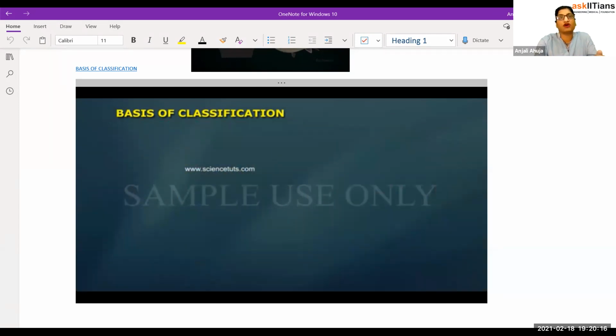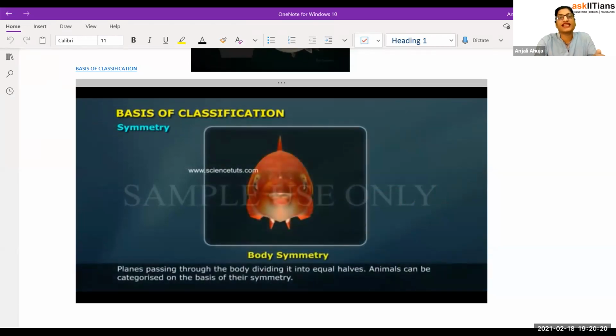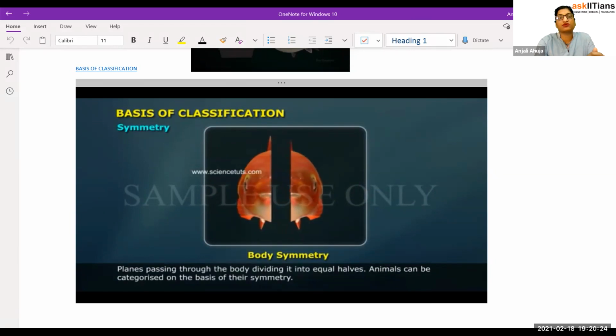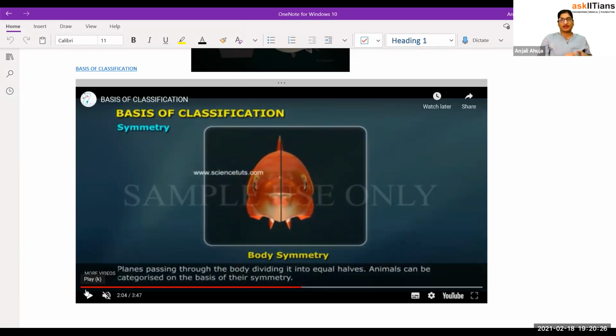Now, what are the examples of chordates? I'll teach you that. Stay connected. So the next one is symmetry. What is symmetry? Planes passing through the body surface. Like I'm not standing, but I'm sitting, but there's a plane in my center which is cutting me in two halves. So symmetry means there might be a plane which is cutting the organism into two equal parts, dividing it into equal halves. Animals can be categorized on the basis of their body symmetry.